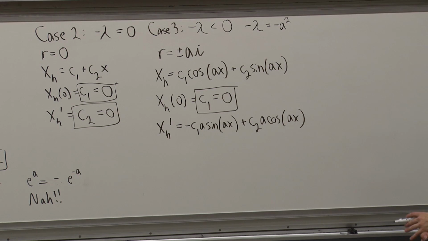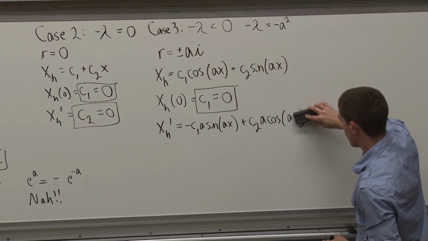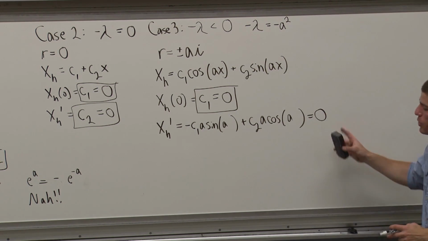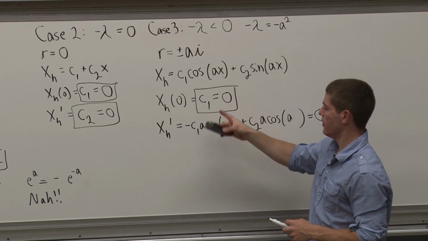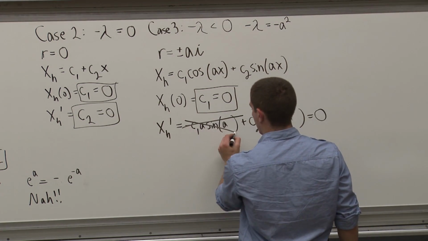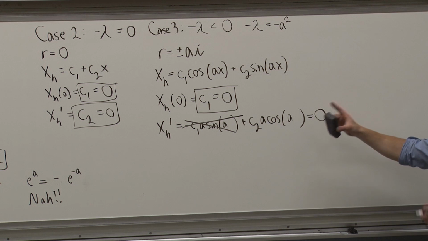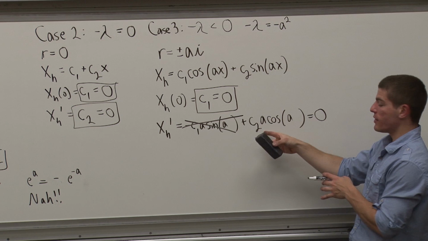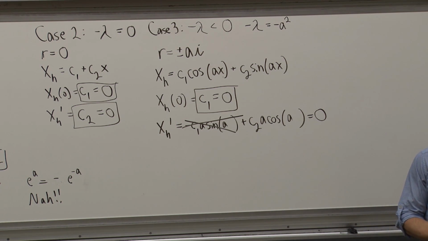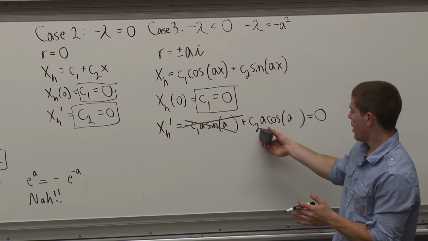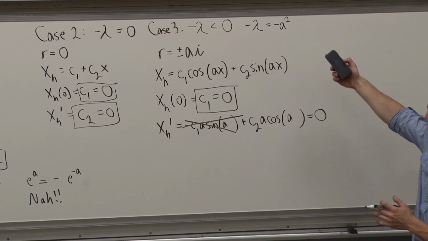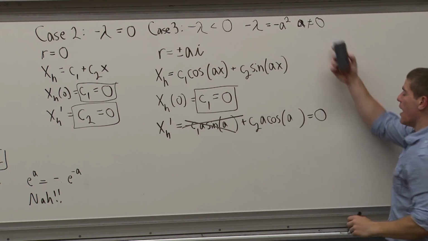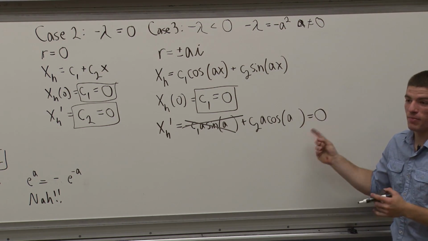Now we plug in 1, which we could simply do by getting rid of the x, because x is just 1, and make this equal to 0. Since we already know that c1 is equal to 0, this whole term can go away. So you're simply left with c2 a cosine of a equals 0. Now c2 can't equal 0, because c1 already is, and if that was the case, this wouldn't work. A can't equal 0 because I said so. A not equal 0. All right, a cannot equal 0, so cosine of a has to be equal to 0 then.